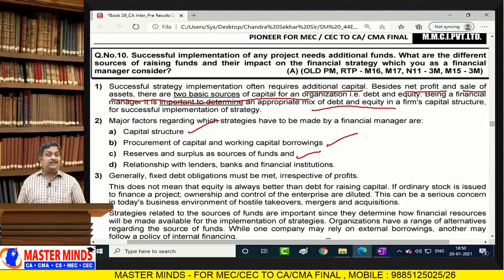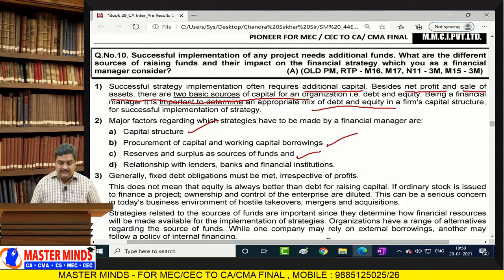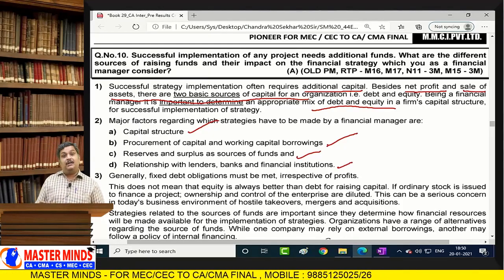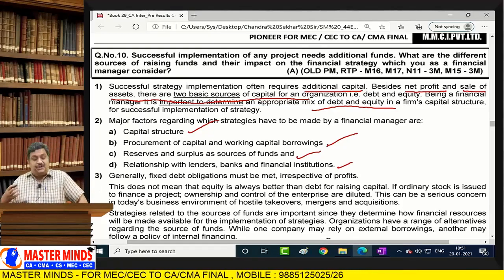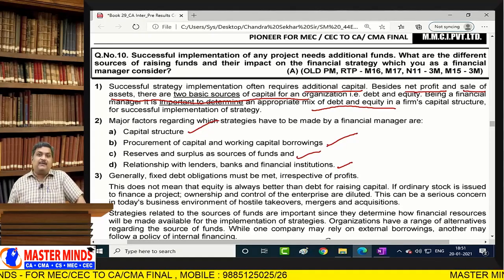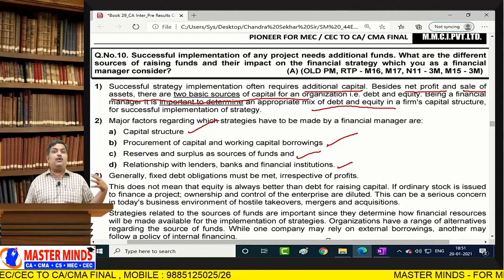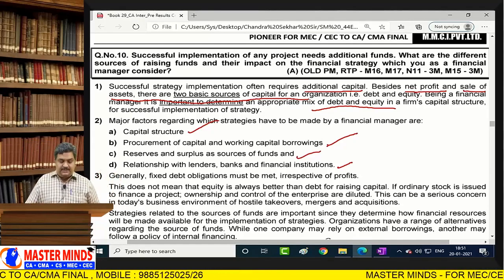So what to do with that? How to invest that? The financial manager should look forward. And the finance manager has to maintain good relationships with the lenders, bankers, and other financial institutions. Only then can you get a smooth flow of funds for your organization.